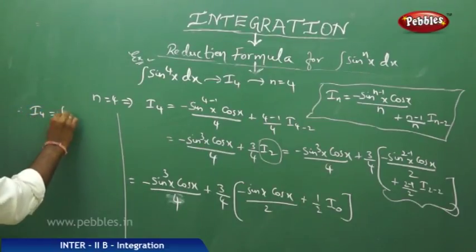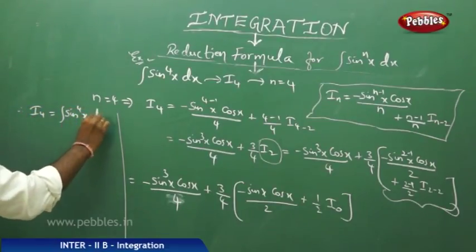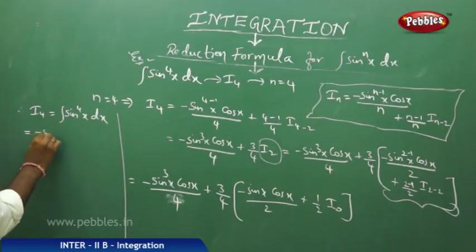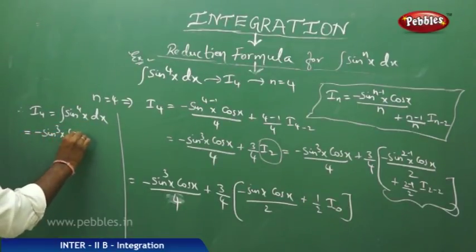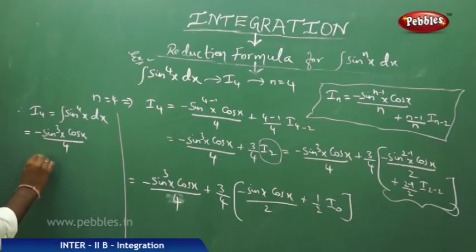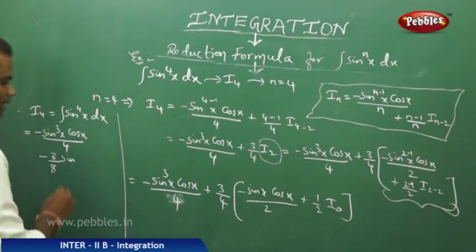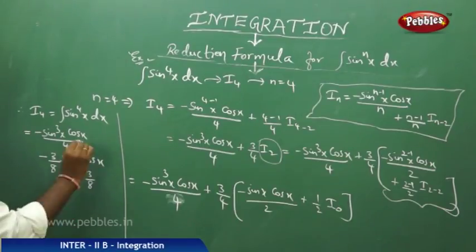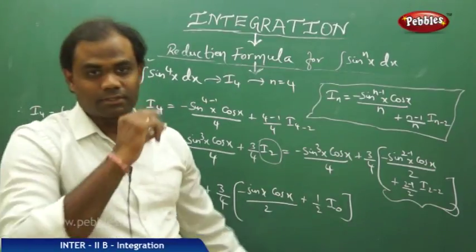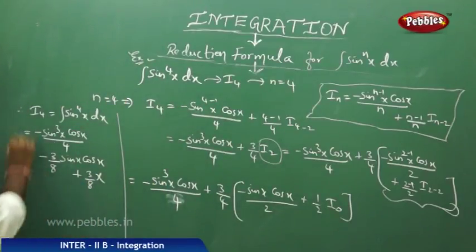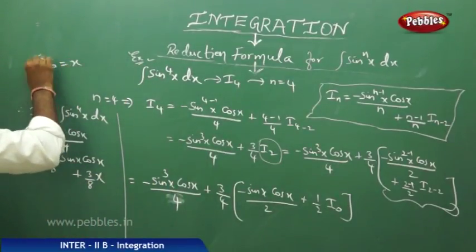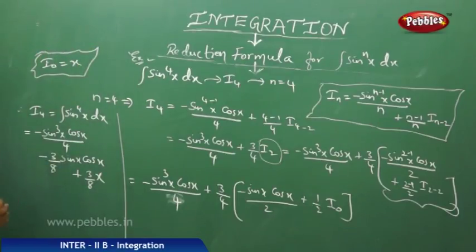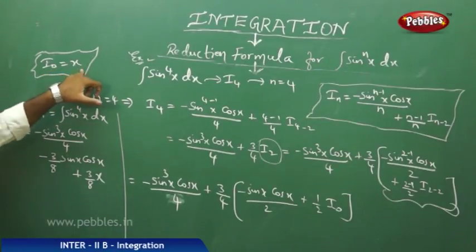Therefore, I4 of this will be minus... by taking expansion of the brackets, sin x cos x plus 3 by 8 of I0, which is x, because we have found that I0 is the last reduction. If n is odd, and then I get I0 is x. When n is even, I get I0, which is x.